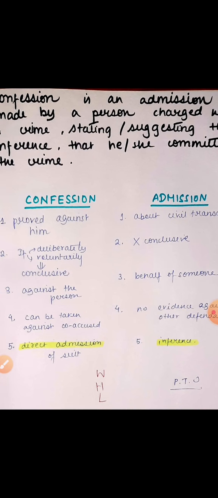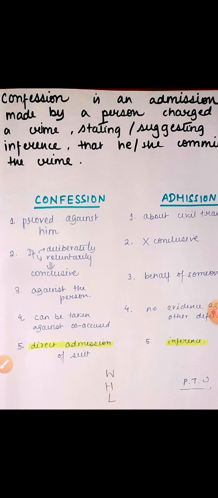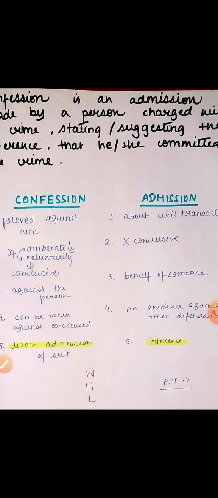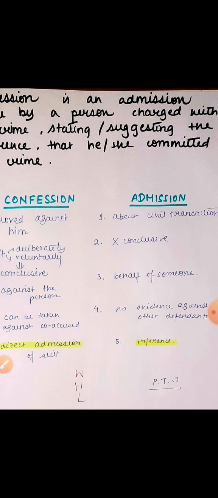And confession, if deliberately and voluntarily made, if it's made on the will of the person who is accused, then it can be conclusive. It's final then. Admissions are not conclusive, however. Confession always goes against the person. This is somewhat a similar point, like point 1. And admission is often used on behalf of a person. If I am confessing my crime, it will go against me. But if I am making an admission, often it serves the purpose of benefiting me.